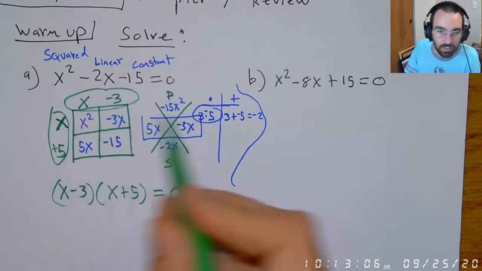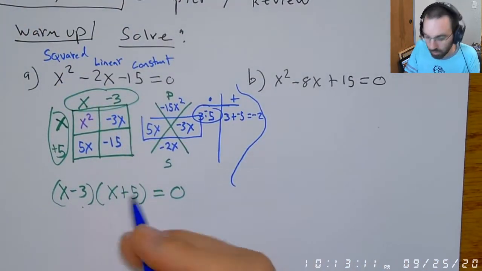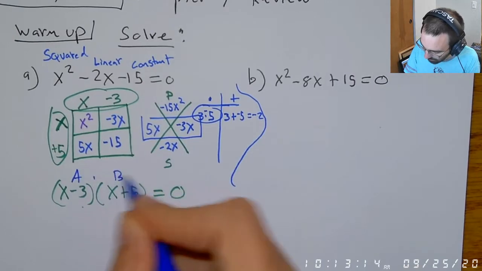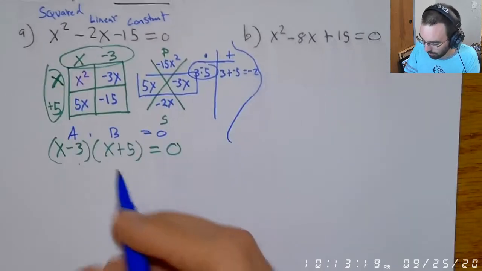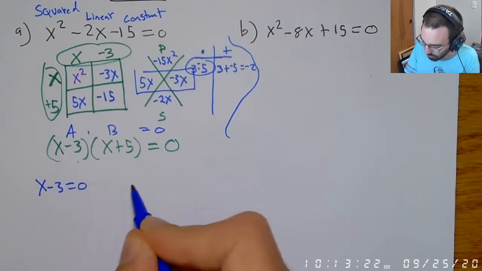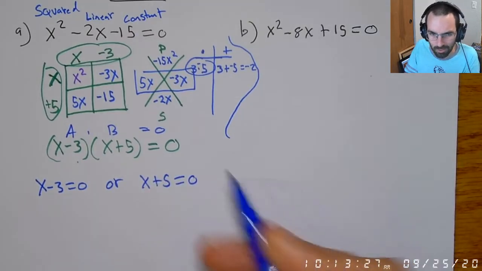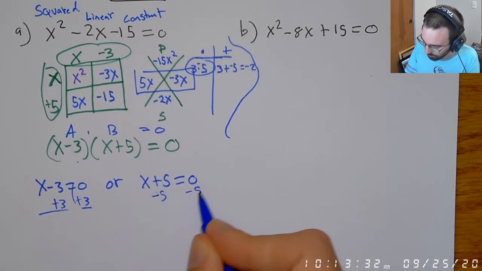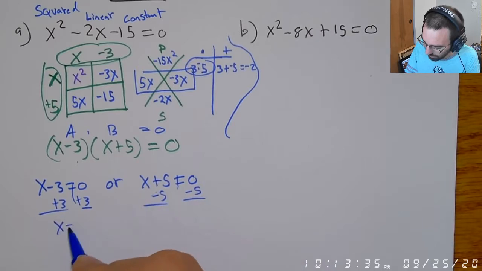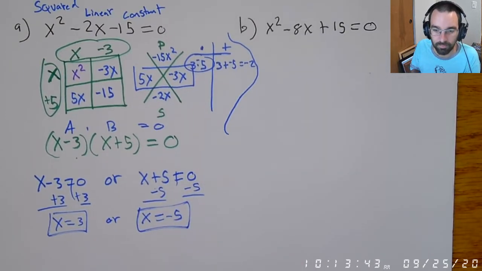Okay, so stage 1 is done. Stage 1 was factoring, so now we're in factored form. And what I'm going to use here is, I have two things, a times b equals 0. So I know either this has to be 0 or this has to be 0. So that's where I say x minus 3 equals 0 or x plus 5 equals 0. Oh my gosh, these are long problems, huh? So I add 3 to both sides. I subtract 5 from both sides. I get x equals 3 or x equals negative 5. So I have two answers here.